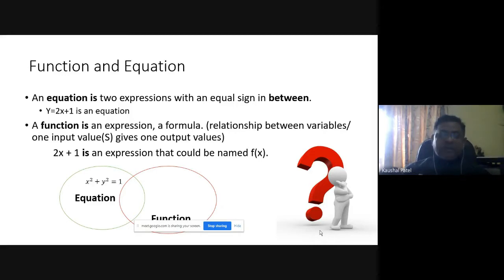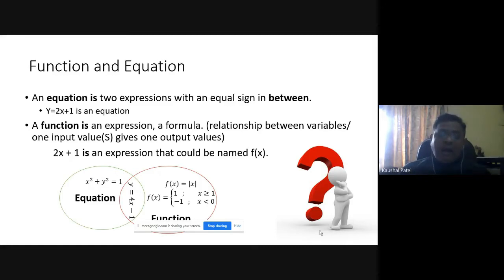Here I give you one example. Say x square plus y square equal to 1. We can say that it is an equation. And the second thing is f(x) equal to mod x, which is a function, but it is not an equation. And f(x) equal to 1 minus x, this is a function, it is not an equation. And y is equal to 4x minus 1 is called a function as well as an equation.